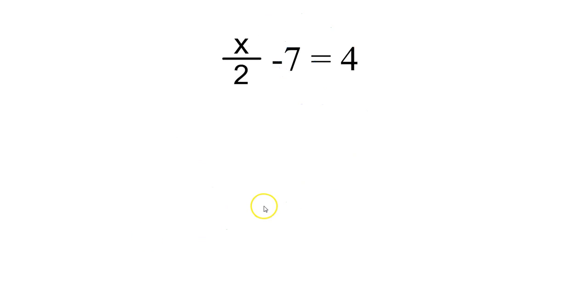Now this last one's going to look a little bit different, but it's really not that bad. What we have here is x over 2 minus 7 equals 4. Remember, this fraction bar is a division sign. All that is a big division sign. So I've really got x divided by 2 minus 7 equals 4. The last thing I did to the x would be to subtract 7, which means I've got to get rid of that first. To get rid of that minus 7, I'm going to add 7 to both sides.